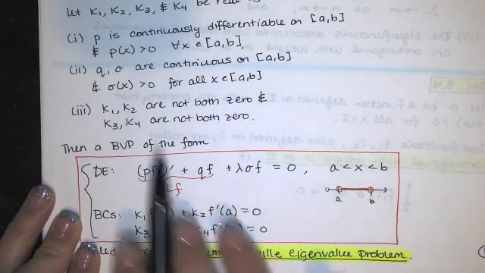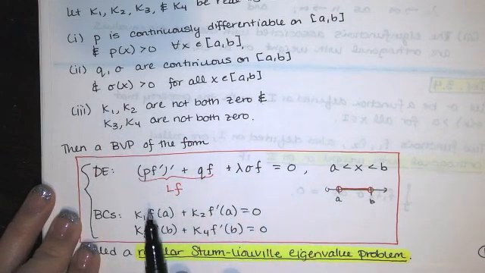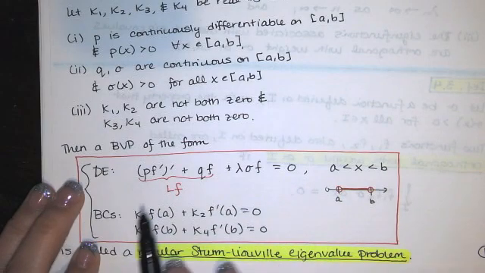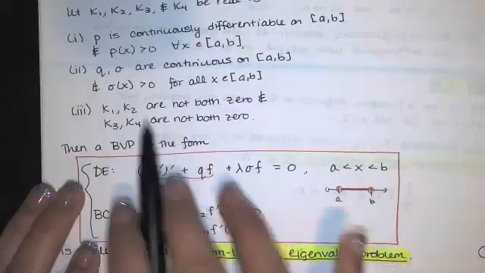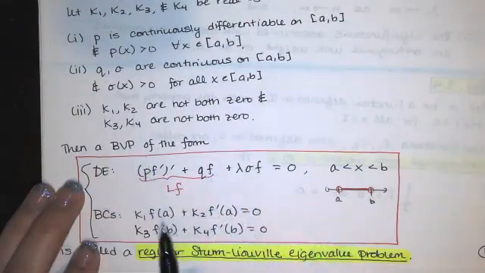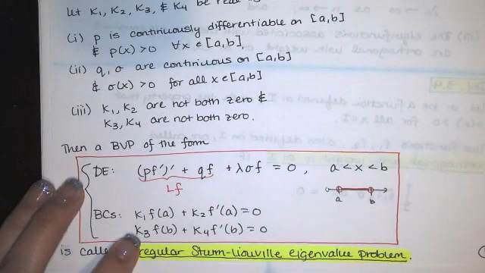Now, if kappa 1 and kappa 2 are both 0, then this would just say 0 equals 0, which wouldn't tell us anything. So that's an important condition. If kappa 3 and kappa 4 are both 0, then this would just say 0 equals 0. It also wouldn't tell us anything.